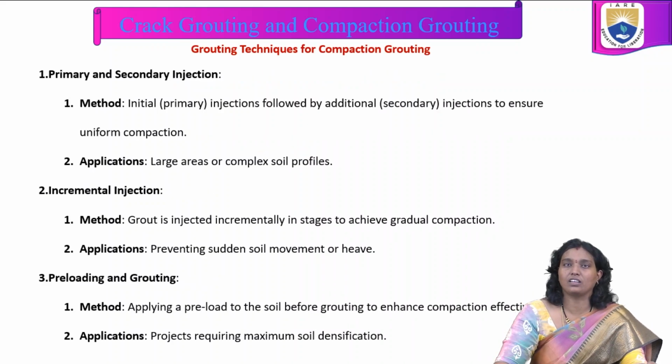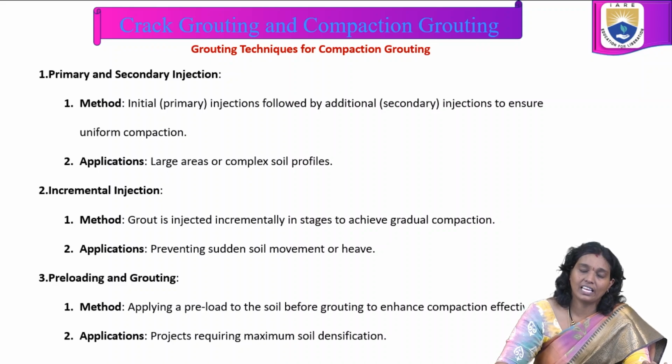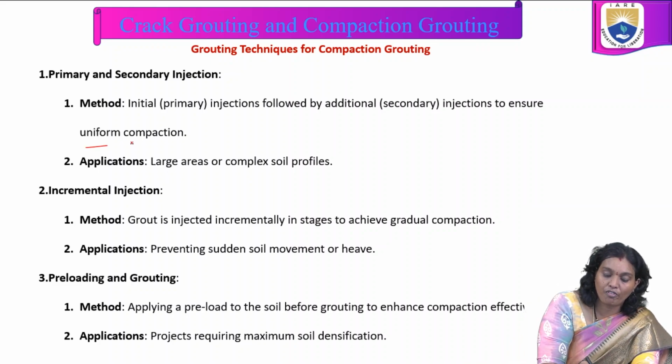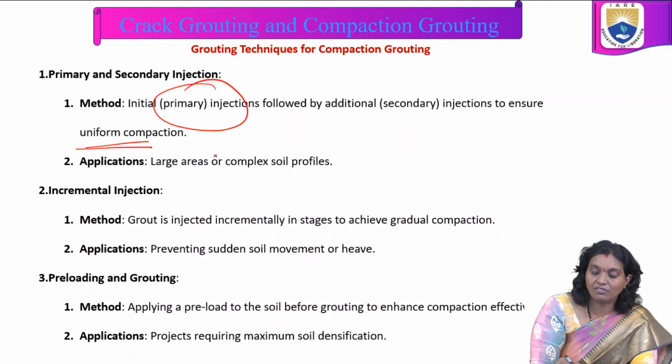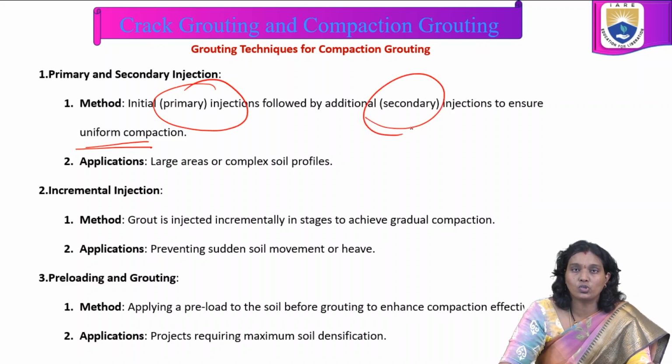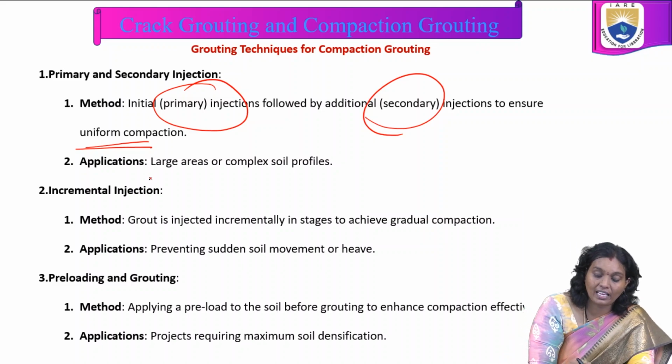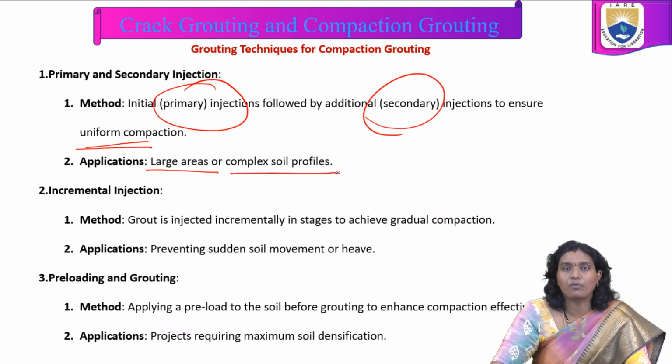Grouting techniques for compaction grouting: primary and secondary injection, incremental injection, preloading and grouting. These are the various techniques for compaction grouting. In primary injection, an initial injection is followed by additional injections to ensure uniform compaction. Primary injections followed by secondary injections ensure uniform compaction. This type of injection, primary and secondary injection for compaction grouting, we are going to use or apply in large areas or complex soil profiles.